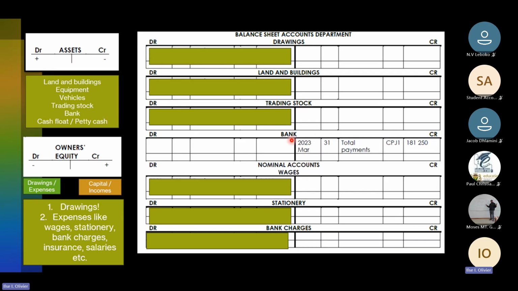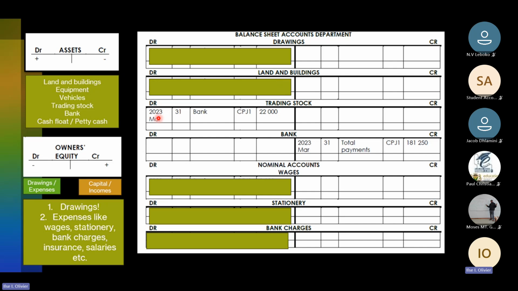So on the credit side, we will have the date first, 2023 March. Because it's a column, we write the 31st. We write total payments because it's from the cash payments journal and it's a total of the bank column that we paid. Remember, we said the folio number, CPJ1, and we take then the total of that column, 181,250.